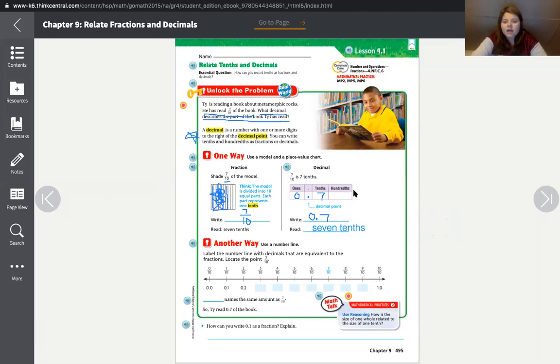Okay, we don't have any hundredths. We're not getting into that. Again, we'll get into that tomorrow.